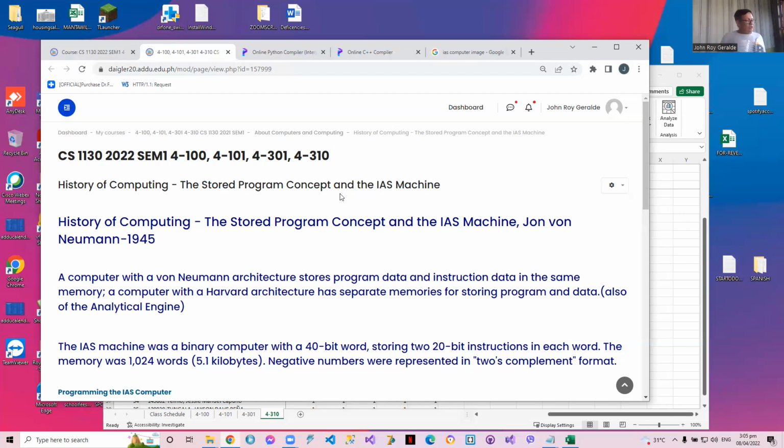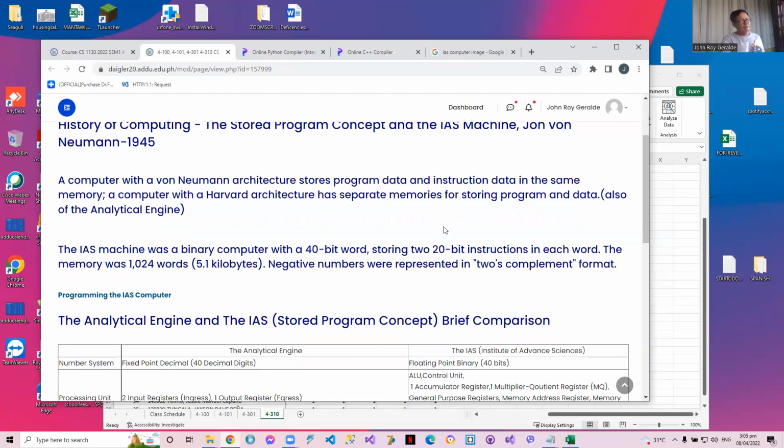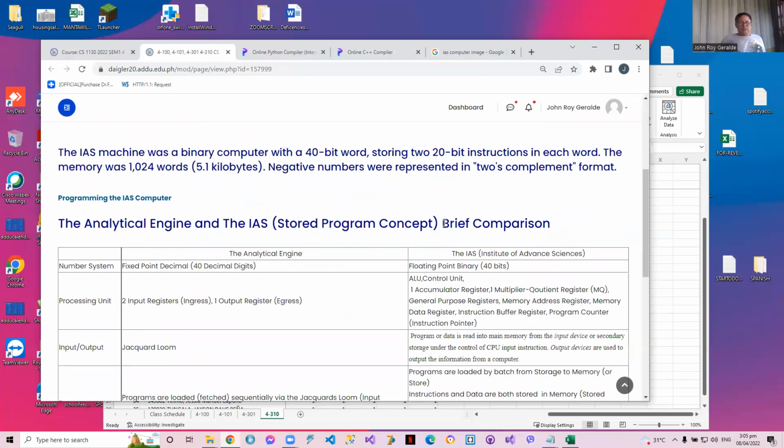All in all, 1024 words. The analytical engine is supposed to have 1000 words. The IAS has 1024 words with 40-bit words each. The byte was not yet popular during that time. So 40-bit words times 1024 gives you about 5.1 kilobytes. Any questions?